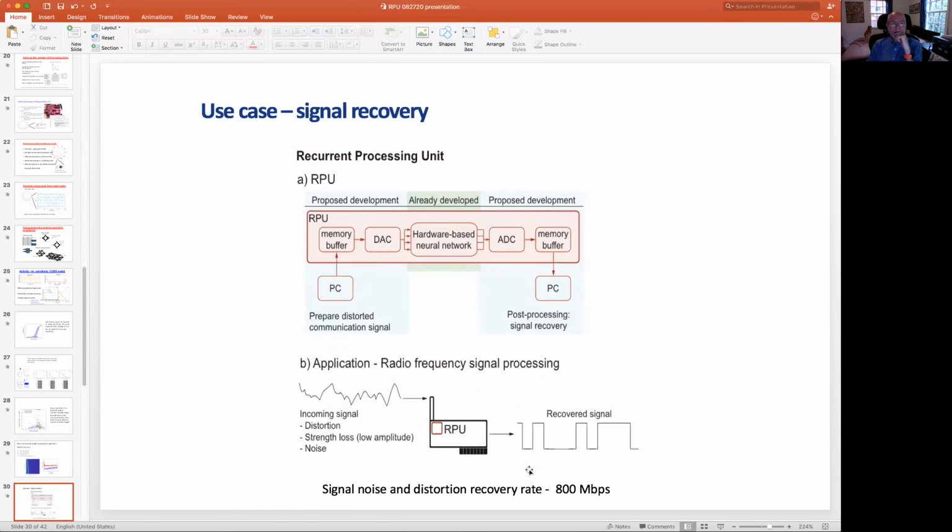Now, I want to show several use cases of these reservoirs and the FPGAs doing machine learning tasks and how they performed on that. The first few are going to be use cases that were already existing in the literature, and so we just took reservoir computing tasks that have been demonstrated in software models and just tried them out on the FPGA-based RPU.